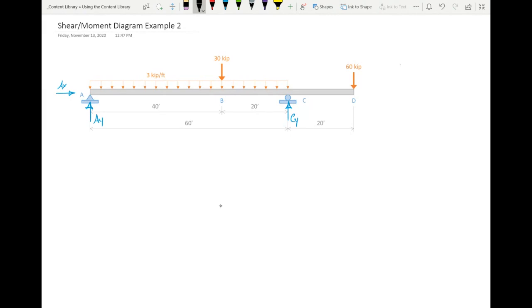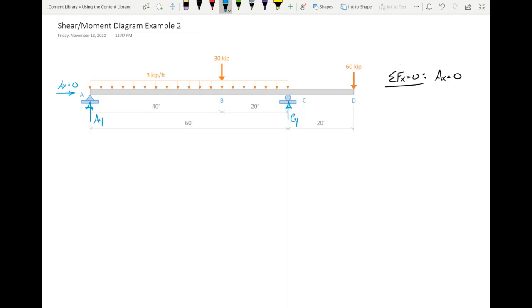But again, just like with the last problem, we can sum forces in the X direction, and we can see that AX is 0 because there's no horizontal forces anywhere on the structure. Whenever you're drawing shear diagrams or moment diagrams, really the star of the show is the vertical loads, because a shear diagram is all about the change in your vertical effects. Okay, so everybody good on that?